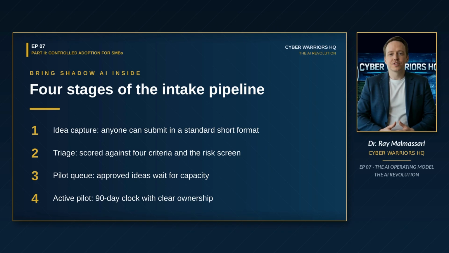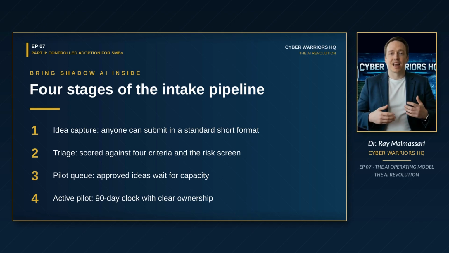And here is the most underrated artifact in the whole operating model, the intake pipeline. If you don't have an intake pipeline, three things will happen. New AI ideas will reach you randomly. Shadow AI will keep growing because there's no front door for legitimate use cases. And good ideas will die because they got proposed in the wrong meeting at the wrong time.